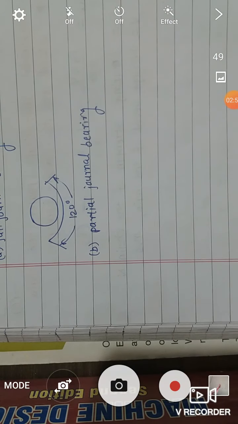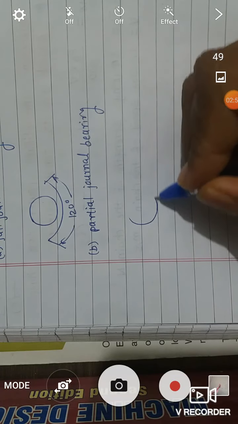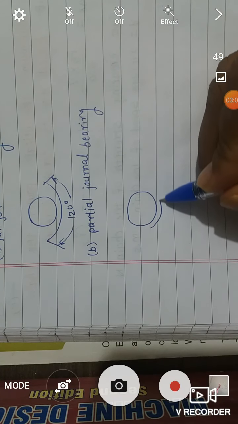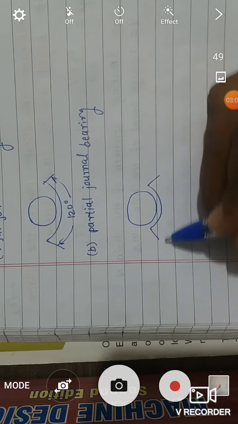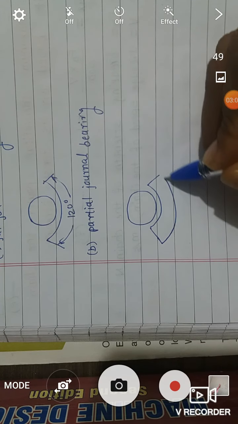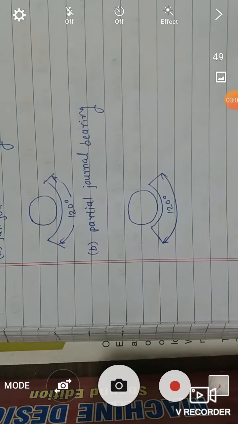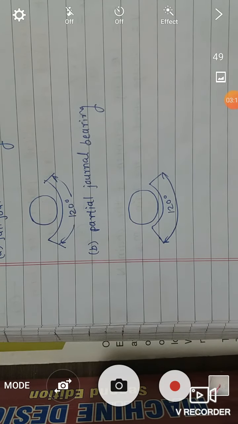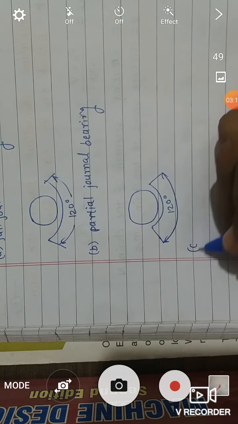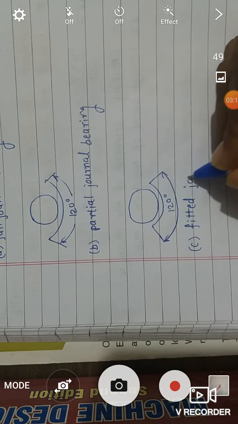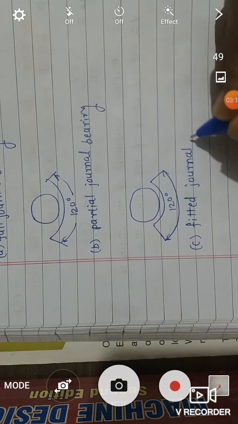If we see the third type, here the journal and bearing have the same radius, so this angle, if we say 120 degrees, then this type of bearing is called a fitted journal bearing.